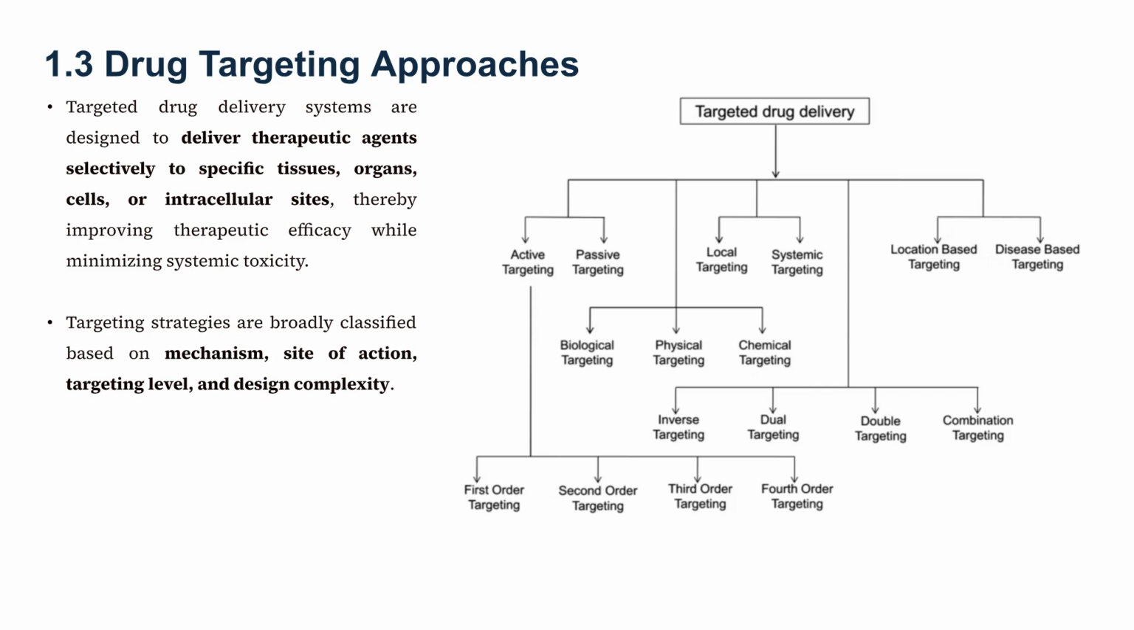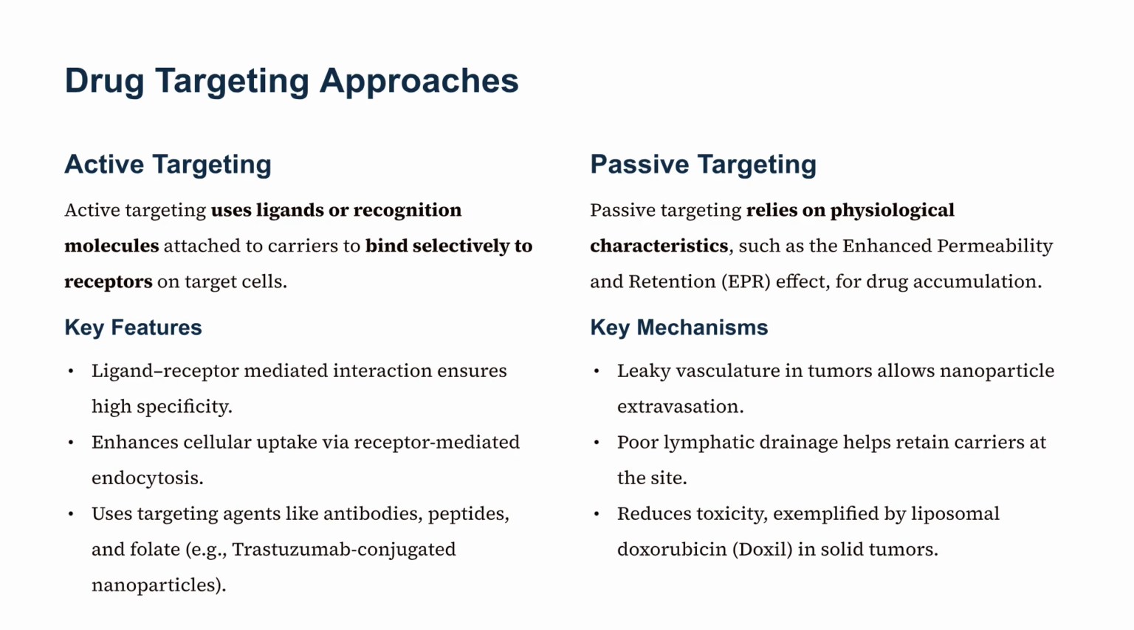Targeted drug delivery systems selectively deliver therapeutic agents to specific sites, minimizing systemic toxicity. Strategies are broadly classified by mechanism, site of action, targeting level, and design complexity, as shown in the flowchart. Active targeting uses recognition molecules to bind selectively to receptors on target cells, ensuring high specificity and enhancing cellular uptake. Passive targeting relies on physiological characteristics, like the enhanced permeability and retention, or EPR effect, in tumors, reducing toxicity.